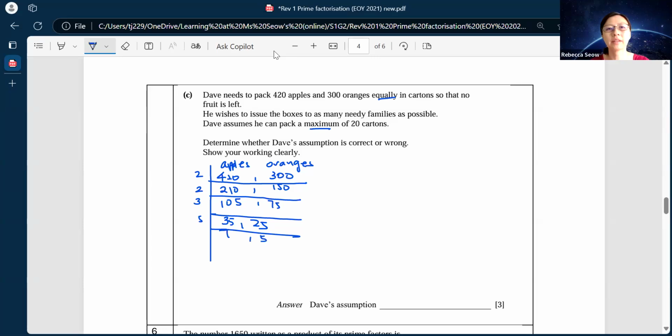Okay, so number of needy families. HCF will be 2 squared multiplied by 3 multiplied by 5, which is 60. And 60 is not equals to 20. Okay, so Dave's assumption is incorrect.